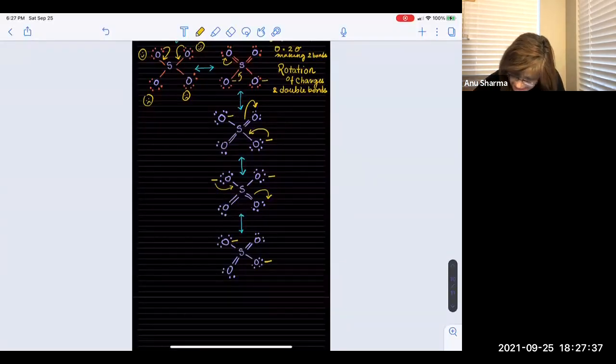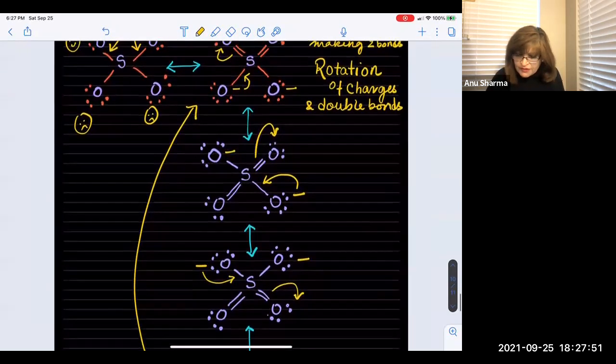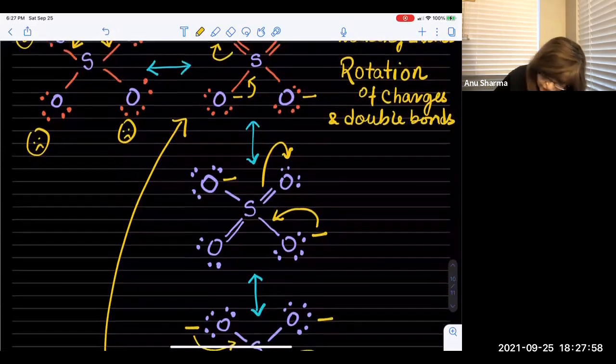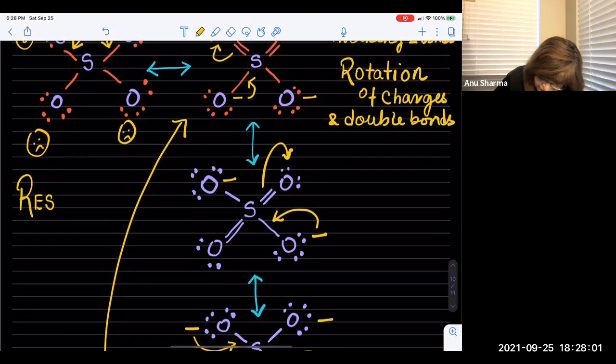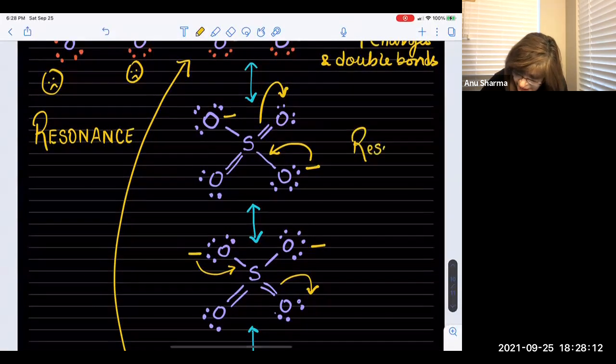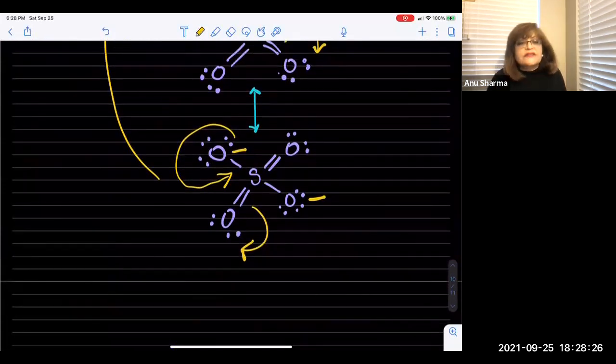Okay, so now this moves here and this comes here. So this looks back to this one. So you see that the total number of electrons remains the same, but the charges and the double bonds rotate. And this whole process is called resonance, R-E-S-O-N-A-N-C-E. And all of these structures are called resonating structures, R-E-S-O-N-A-T-I-N-G, resonating structures. Okay, so these are all called the resonating structures.